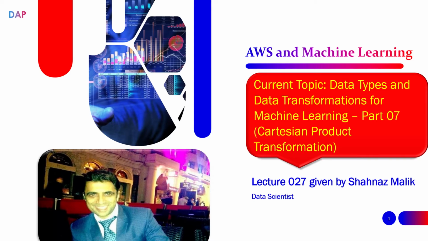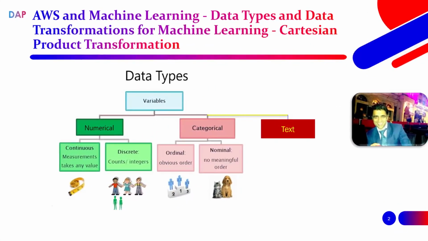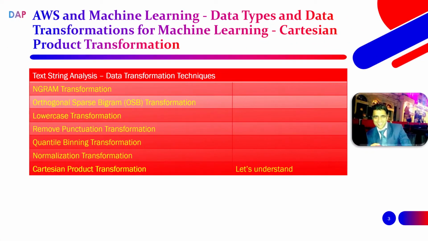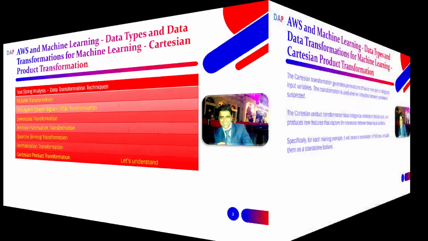And we are going to talk about Cartesian product transformation, and this is lecture number 27 given by myself, Shanaz Malik, for this series. So let's move on and see where we are. Just to recall, data types are numeric, categorical, and text, and I have been speaking about it for quite a while. And let's talk about Cartesian product transformation.